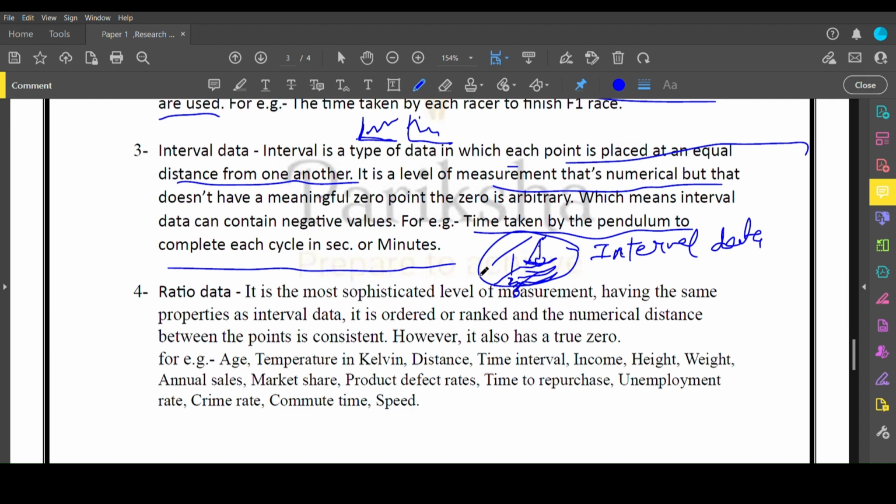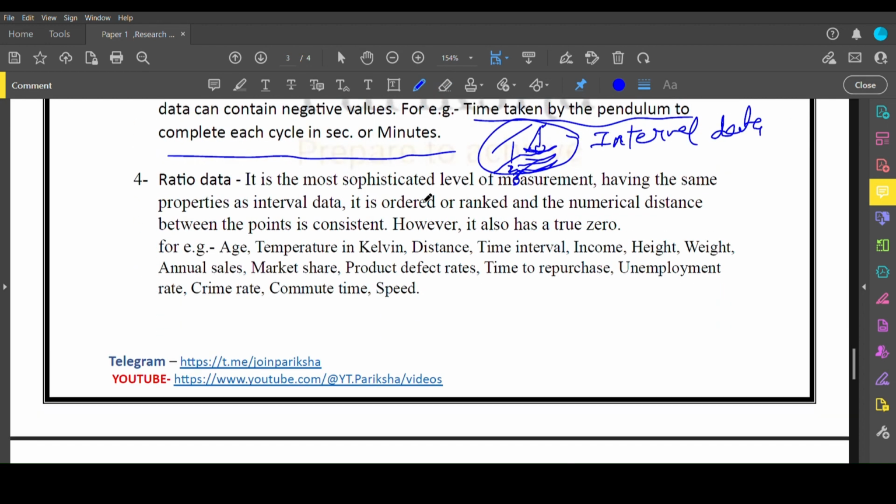The last one is ratio data. So this is the most sophisticated level of measurement. It is used less and having the same properties. इसका property भी same होता है interval data की तरह ही. Ratio data का भी property जो होता है वो same होता है interval data.